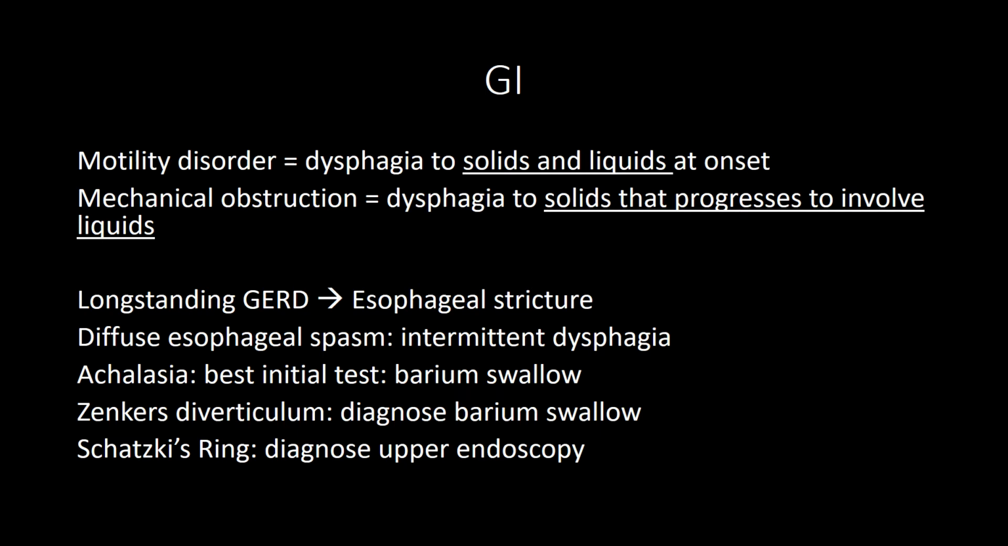Esophageal strictures initially present with patients having intolerance to solids and then progress to liquids. Longstanding GERD is a risk factor for esophageal stricture. Diffuse esophageal spasms can be provoked by stress, hot or cold foods, and it causes intermittent dysphagia.